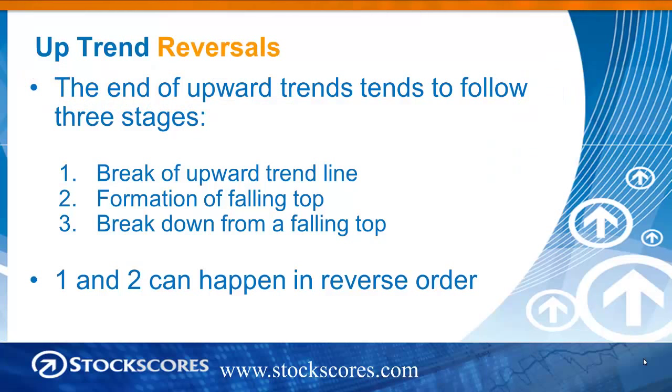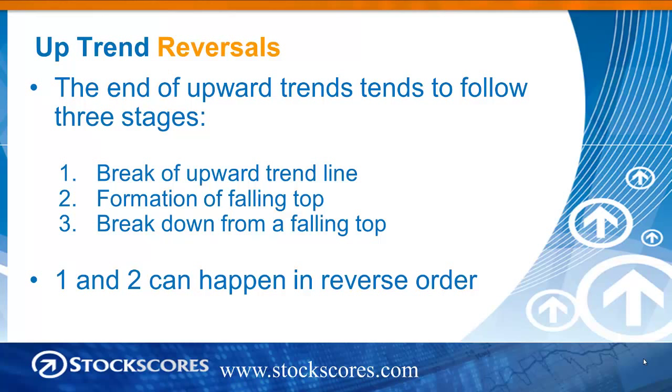This week I want to talk about uptrend reversals, something that's timely as we will see in the charts ahead. The end of an upward trend tends to follow three stages. First is a break of that long-term upward trend line, and I like to use the 3-year weekly chart for this. We then look for the formation of a falling top.